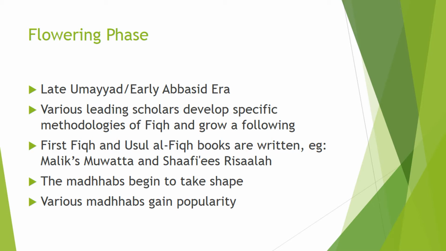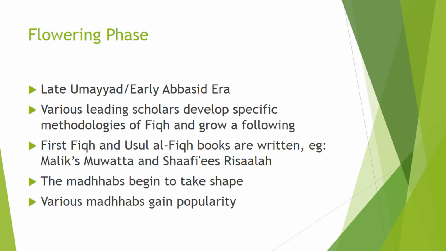At this point in time, we have the Umayyads ruling over Spain, and Spain becomes the most dominant civilization in Europe. And the Abbasids ruling over the rest of the Muslim world, and it becomes really the main civilization in the world, the global superpower. Right? So this is the golden age.